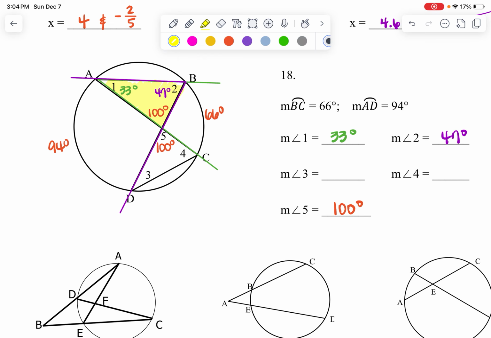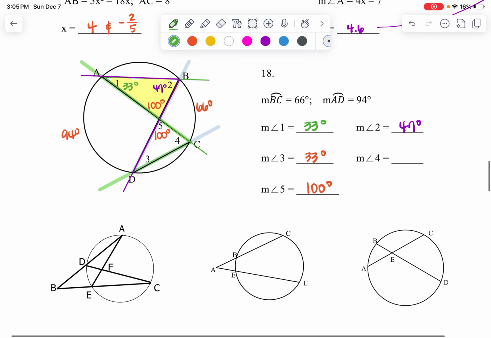Okay. And then I happen to notice that angle 3 and 4 are also inscribed angles of the same 66 and 94. So angle 3 is inscribing the 66-degree angle, which means it's also 33 degrees. Sorry, I got a lot of colors going on here. And angle 4 is also an inscribed angle intercepting the 94-degree angle, which means it is also 47 degrees.